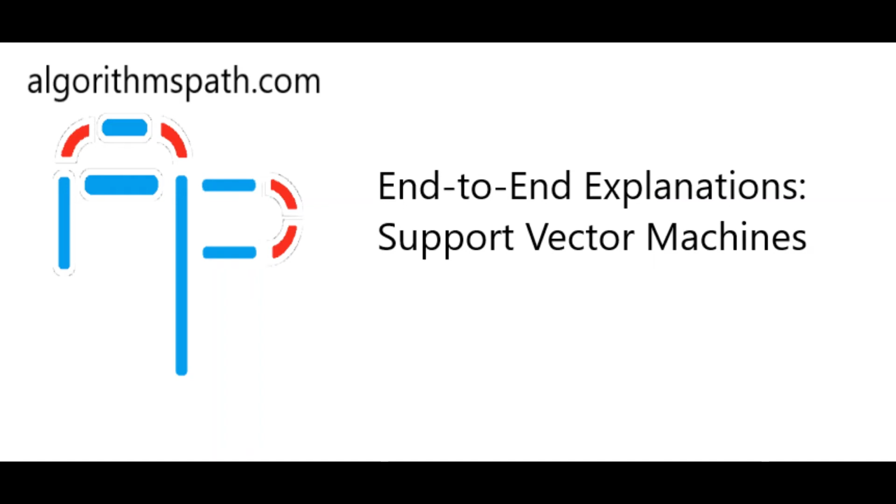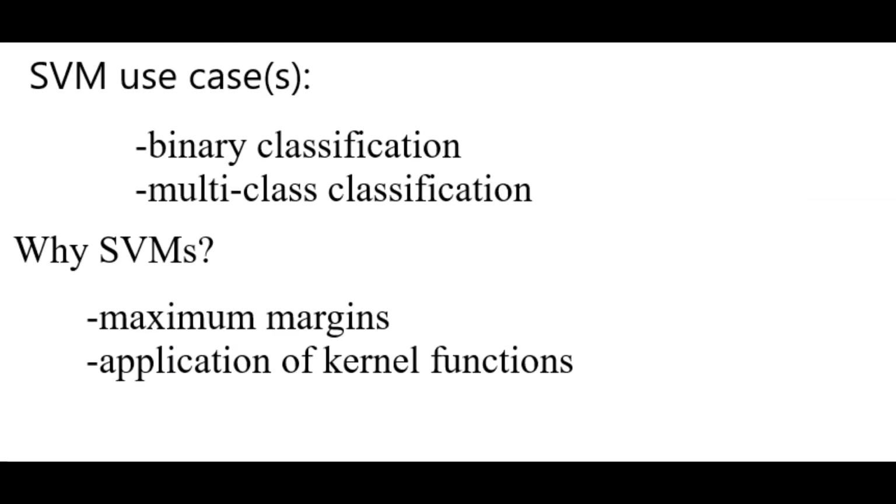In this video, we will be providing an end-to-end explanation of the support vector machine. Let's go over the use case of SVMs. The main use is binary classification, and this can be generalized to multi-class classification using multiple classifiers. The key properties of the SVM which differentiate it from other classification algorithms such as logistic regression are the concept of maximum margin, and the application of kernel functions.